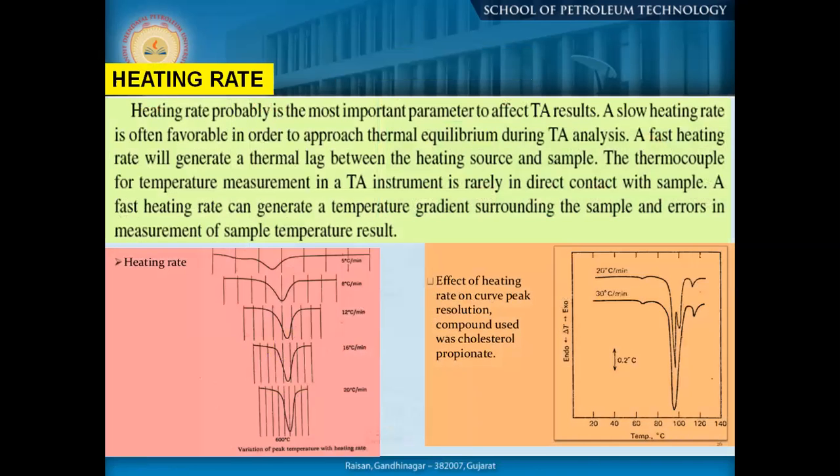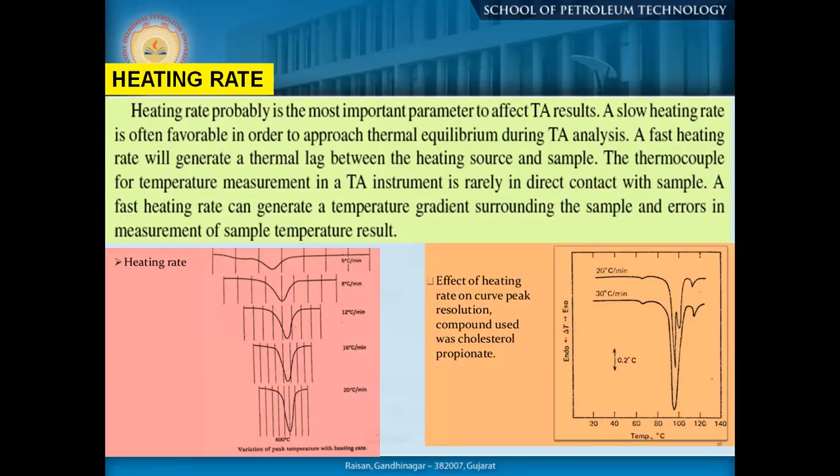So heating rate, if you just go through the slides, you can easily understand the heating rate, probably the most important parameter to affect TA results. A slow heating rate is often favorable in order to approach thermal equilibrium during TA analysis. If you are heating at a very fast rate for raising your temperature, then what is happening? The temperature will not be homogeneously distributed throughout the sample.